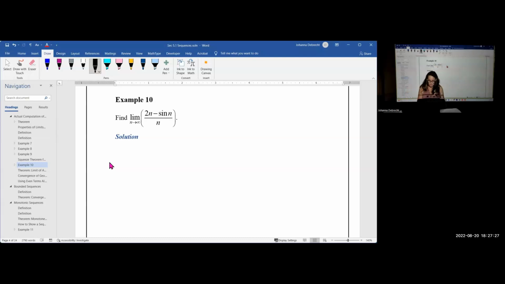So I'm going to start with sine of n. And I know that sine, by definition, has to be between 1 and negative 1. So I have sine between negative 1 and 1. Now, the next thing I notice is that in my explicit formula, it's not sine of n, but negative sine of n. So the next thing I want to do is multiply through by a negative.